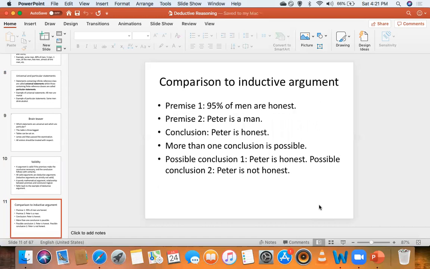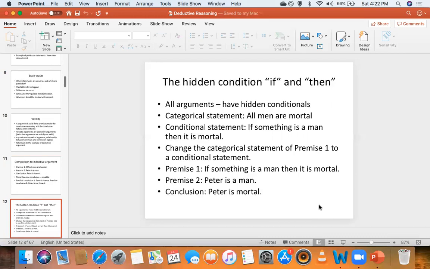Before that, we compared deductive reasoning to inductive reasoning. We saw this example of an inductive argument. We saw that inductive arguments can generate more than one possible conclusion, and that was quite revealing. Then we went back to deductive arguments to see how they work. We started with the hidden conditional, if and then.